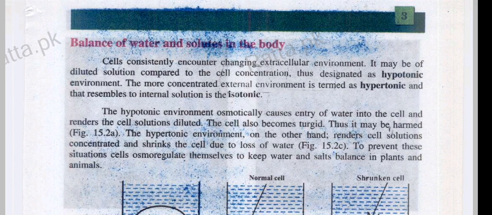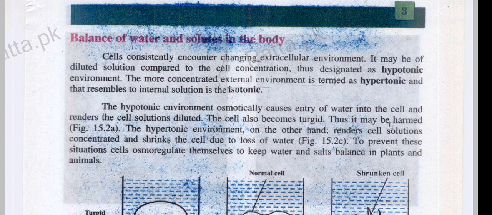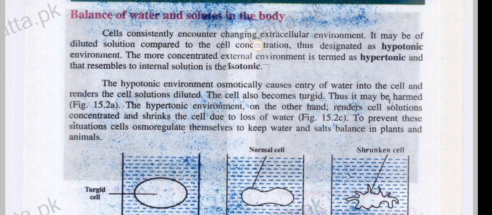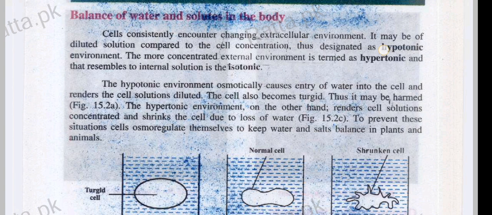So cells consistently encounter a changing extracellular environment. It may be a dilute solution compared to the cell concentration, and this is called a hypotonic environment. We can say there is more water present outside the cell, or less salts present outside the cell, or a diluted external surrounding. So this is called the hypotonic environment.